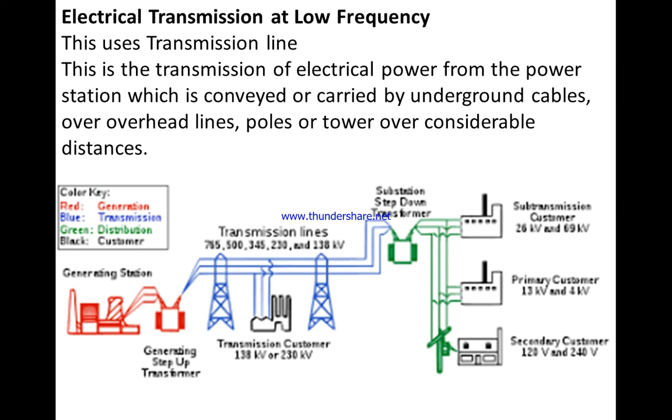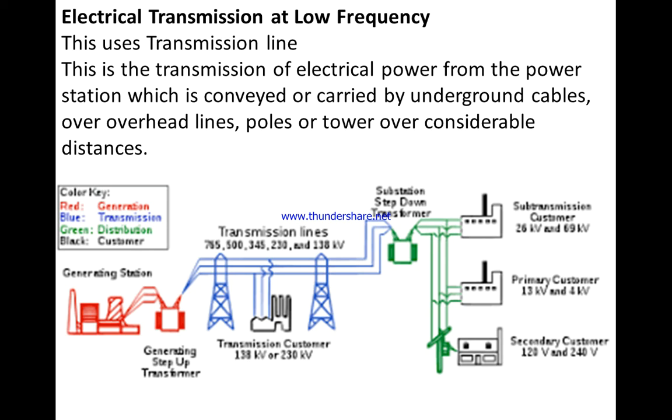This is the transmission of electric power from the power station, which is carried by underground cables or overhead lines, poles or towers over considerable distance. In this slide, you will see the generating station where the electricity is generated in red. You see the generating station is painted red, and it generates the electricity, and the electricity is conveyed to the transformer, which steps up the voltage and then transmits it through power lines or transmission lines and cables, which is colored in blue. That is, the transmission lines are colored in blue, transmitting the electricity to the substation.